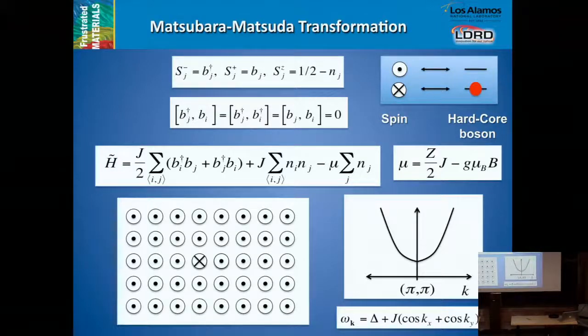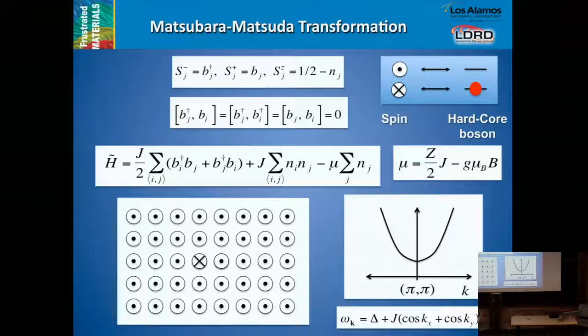And I'm using this example simply to show you how you can map this problem essentially into a gas of bosons. Because now what you can do is rewrite your spin operators in terms of hardcore boson operators. Essentially, I can map the spin up state into an empty state and the spin down into a state occupied by a hardcore boson. What I mean by hardcore boson is that you cannot have more than one boson on that site. You have a two-level system, so these bosons have a hardcore constraint.